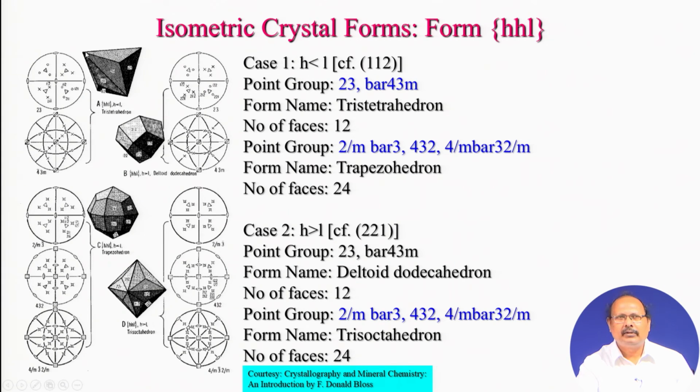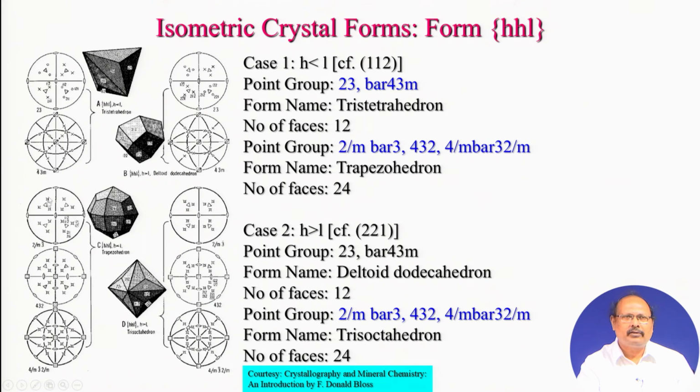So, you see this 111 form now essentially consists of the faces here. This we call the thrice tetrahedron. But if the same 112 form is acted upon by the other 3 remaining point groups of symmetry, that is 2/m bar 3, 432 and 4/m bar 3 2/m here.